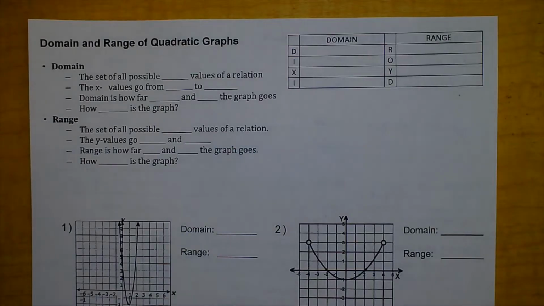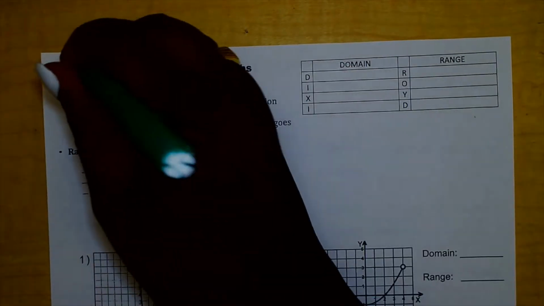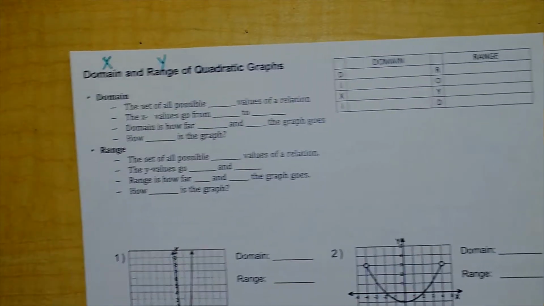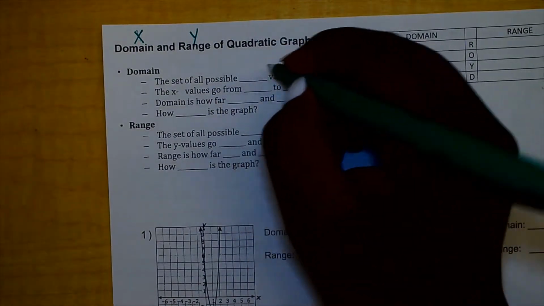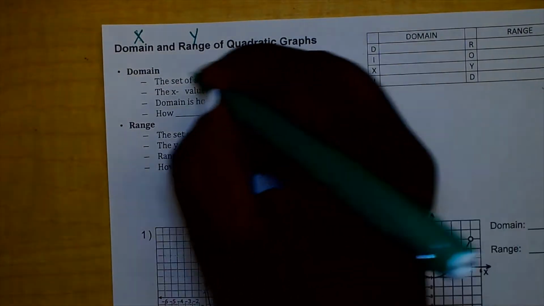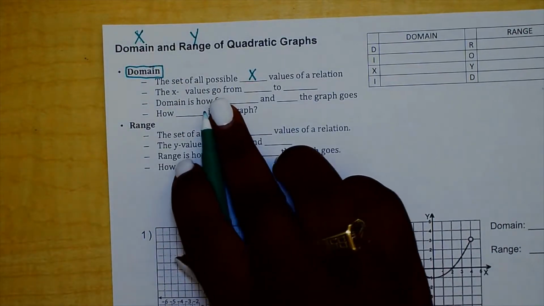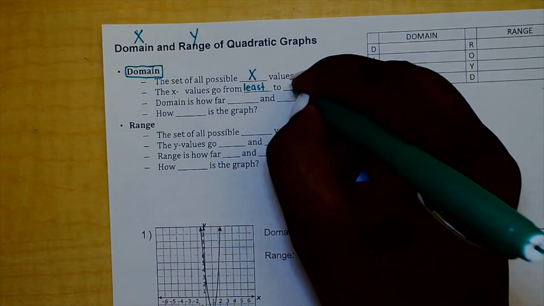Okay, we're taking notes on domain and range. Your domain is your X values, your range is your Y values. And so what we're going to do is fill these sentences in here. The set of all possible X values, when we're talking about domain, the X values go from least to greatest.